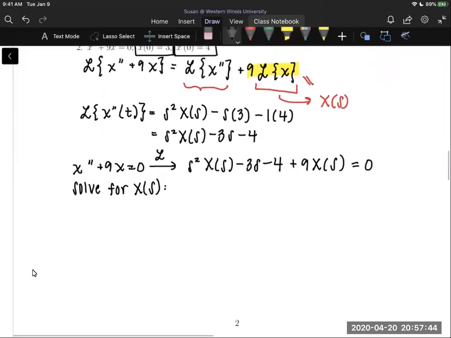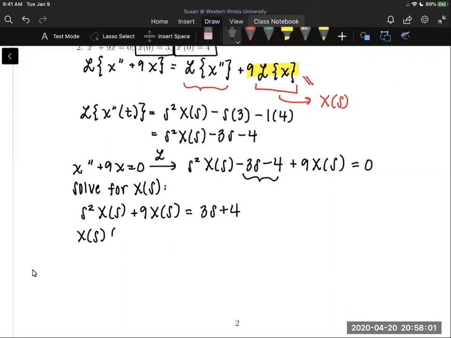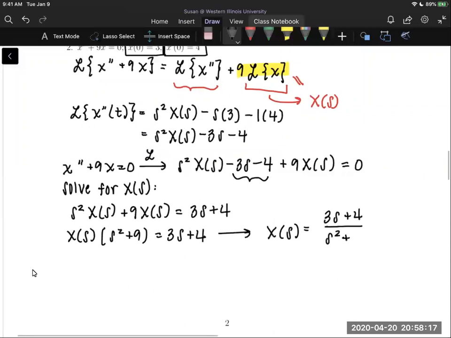All right, so isolating X of s, we have s squared X of s plus 9 X of s equals, I'm going to move these two terms over, so 3s plus 4. I can then, of course, factor out an X of s. And finally, solving algebraically, we have X of s equals 3s plus 4 over s squared plus 9.